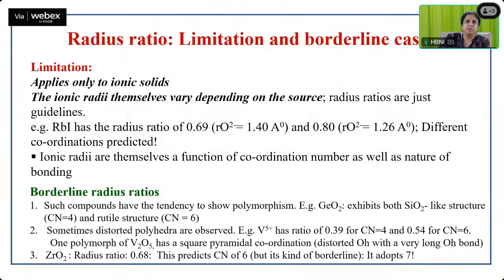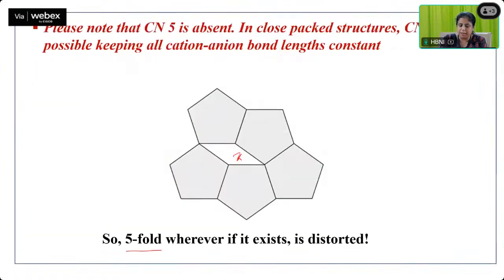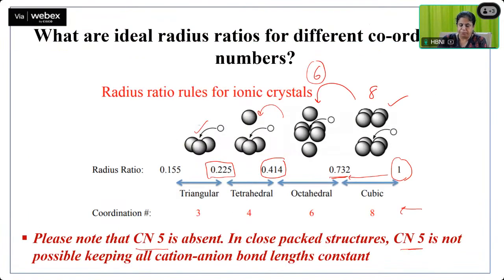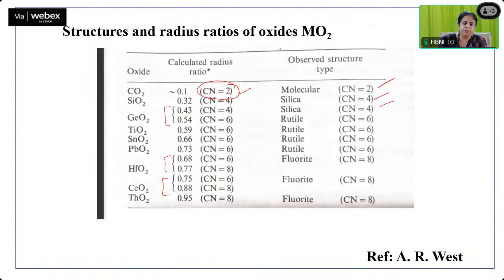What are the limitations and what happens when the radius ratios are borderline? What I mean by borderline is, suppose I'm lying right here. Now, where does my structure prefer to go? To 8 or to 6? To 6 or to 4? That is called the borderline radius ratio.